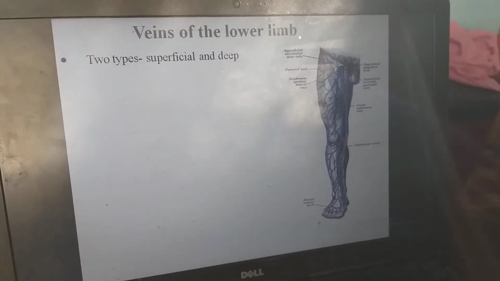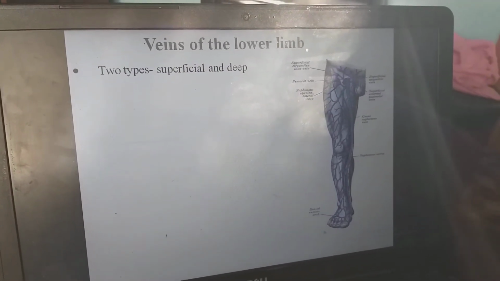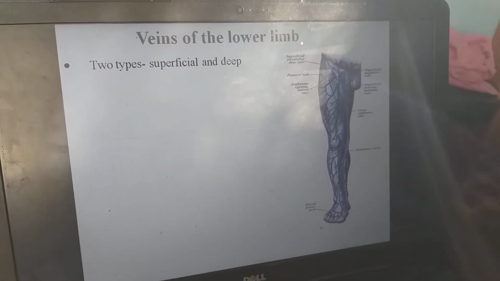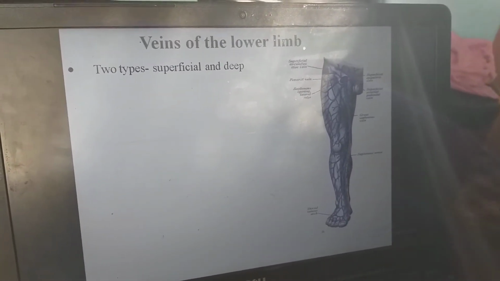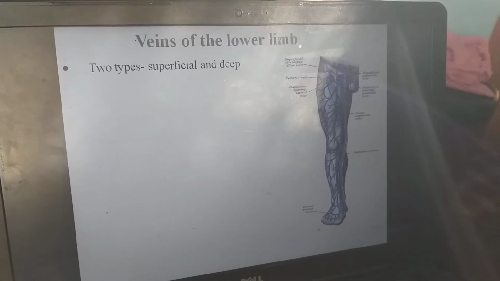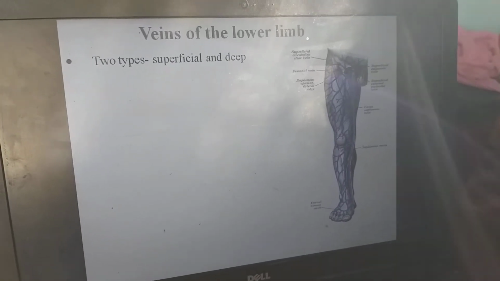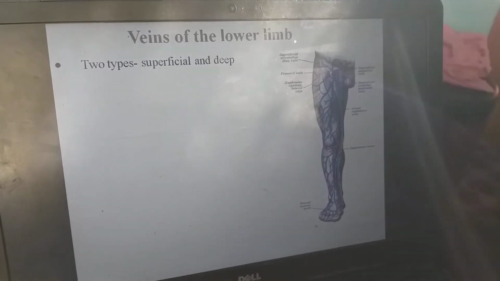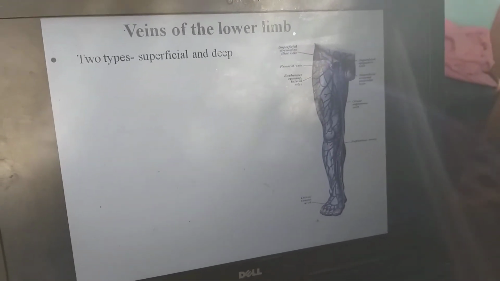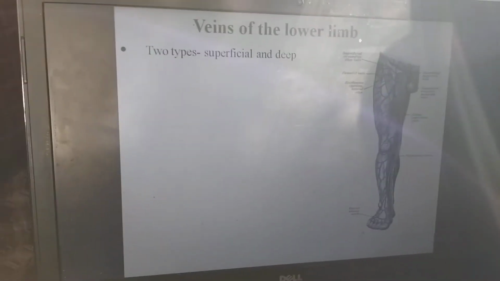The other is the veins of the lower limb. Veins of the lower limb, like those of the upper limb, we can simply classify into two: superficial veins and deep veins. Deep veins are the same as the arteries. Once you know the artery, you know the vein. The course is the same, except arteries go away from the heart, but veins go towards the heart. So the deep veins are almost the same as the arteries. The difference is in the superficial veins.